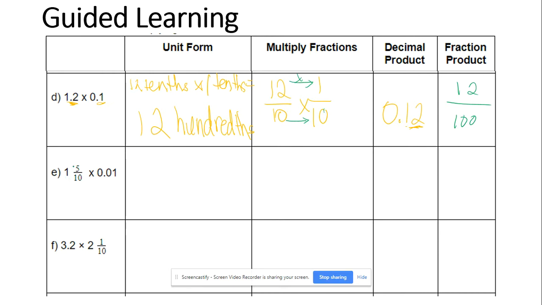Now let's try here. 1 and 5 tenths. This can also be written as 1.5. But for unit form, we're going to say this just using tenths, just like we did with D. So 1 and 5 tenths can also be written as 15 tenths. And we're going to multiply it by 1 hundredth. Start by multiplying the whole numbers. 15 times 1 is 15. Tenths times hundredths. Well, I know 10 times 100 is 1,000. So tenths times hundredths is thousandths.